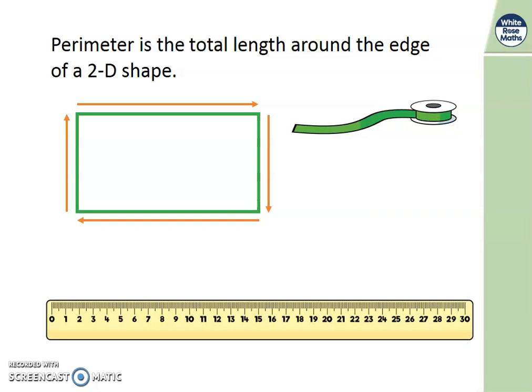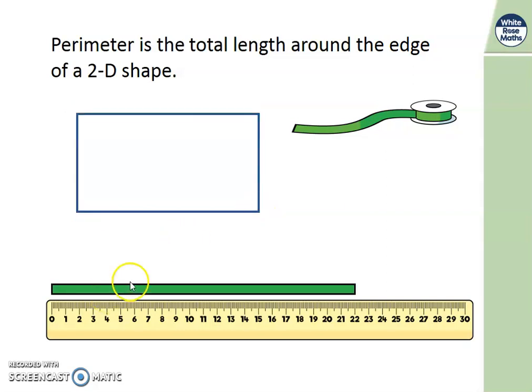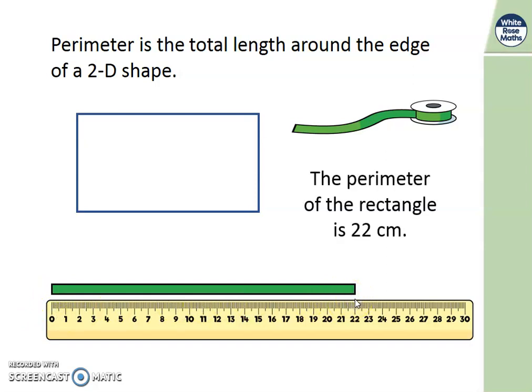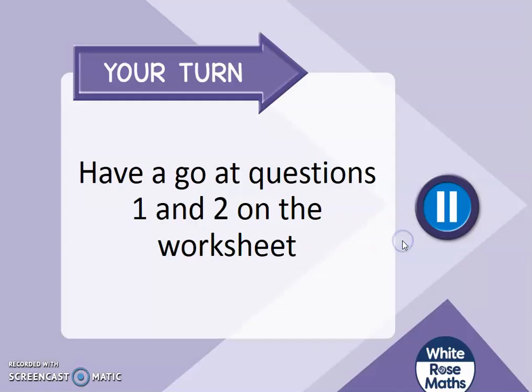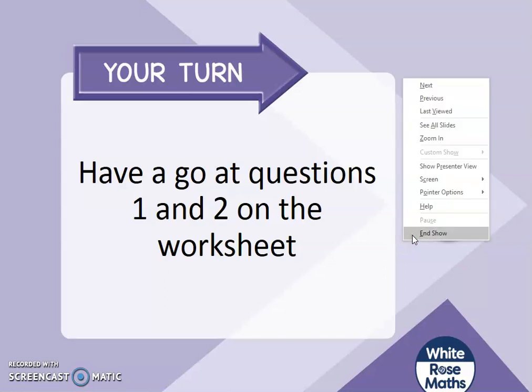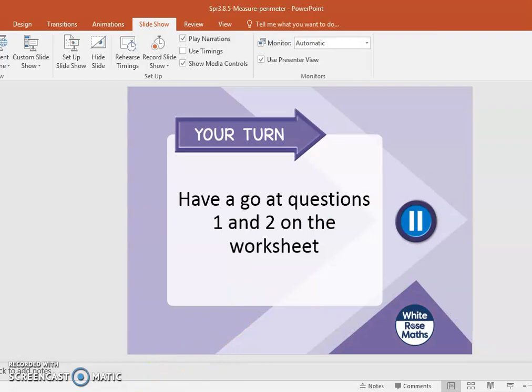Then I can lay it against a ruler to find out the total perimeter. Here you can see I've laid it out. I've started it on my 0 and it goes all the way up to 22. So the perimeter of the rectangle all the way around is 22 centimetres. I'd like you to use this method, please, to have a go at questions 1 and 2 on your worksheet.